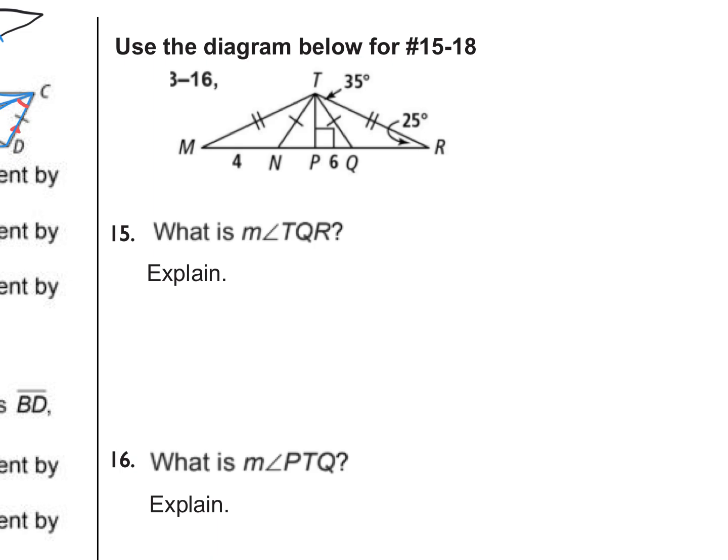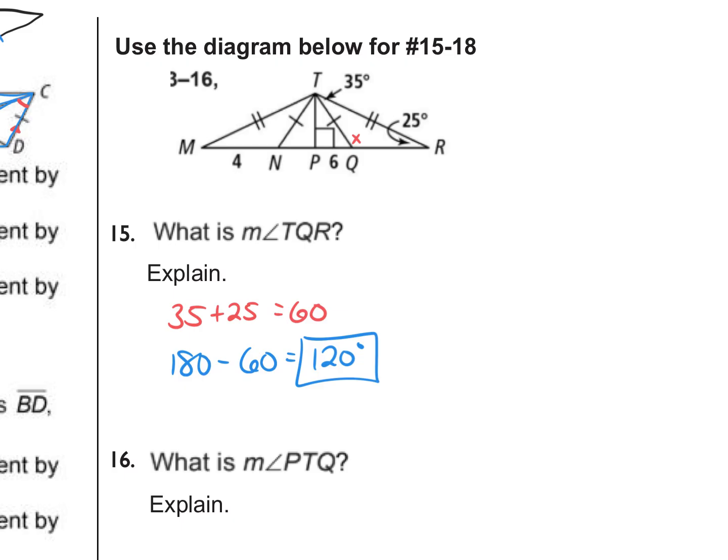So number 15 wants to find angle TQR. So this missing angle here. Ideas. Right, we know two angles of that triangle, so we can find the third. So I can take 35 plus 25, which is 60. What do I want to do with 60? 180 minus 60 equals 120. I am not going to be picky about the explaining part, but I just wanted this here today, so that we can talk about it.